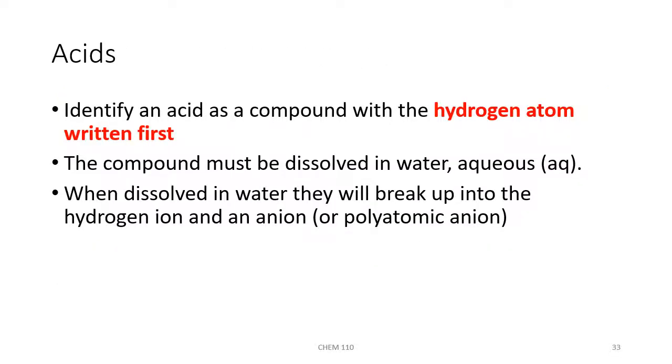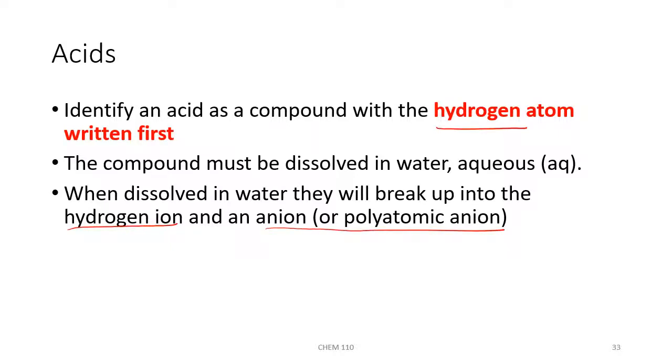Next, we're going to learn the naming rules for acids. Acids are compounds that contain a hydrogen atom. That's how you will identify them. You will see a hydrogen written out front. When it dissolves in water, it breaks up into a hydrogen ion and then some anion or polyatomic anion.